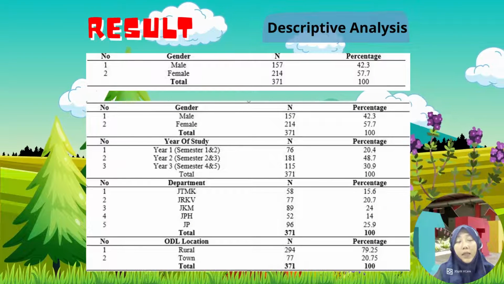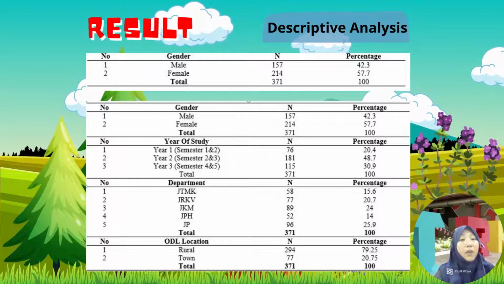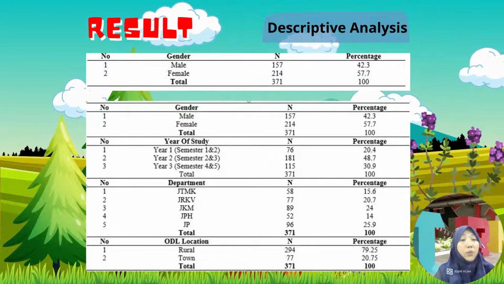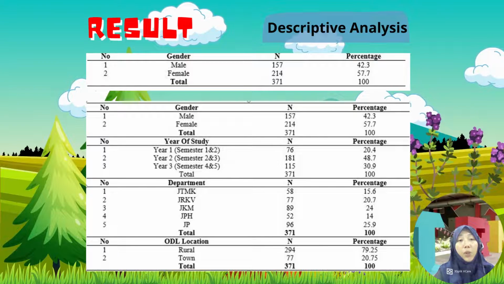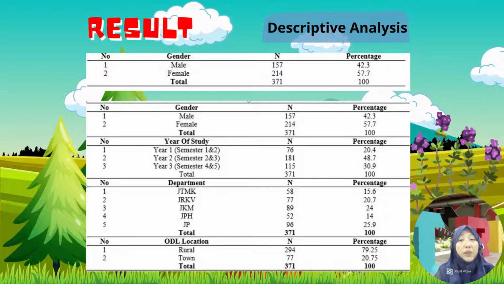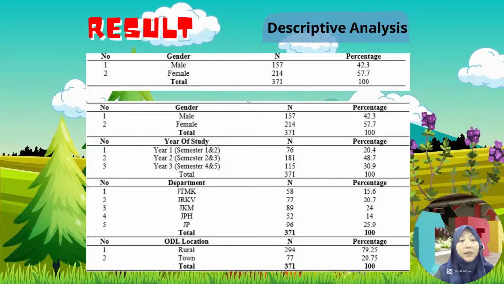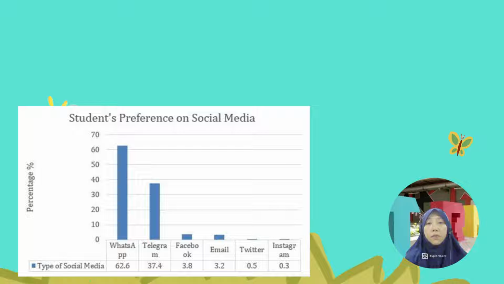Here is the result and discussion. For descriptive analysis, most participants are female students, which is 57.7%, compared to male students, which is 42.3%. The table below shows the frequency distribution for the items year of study, department, and ODL location.